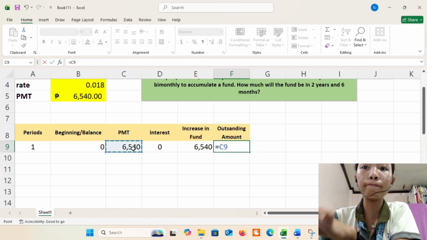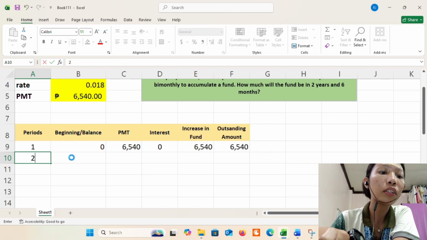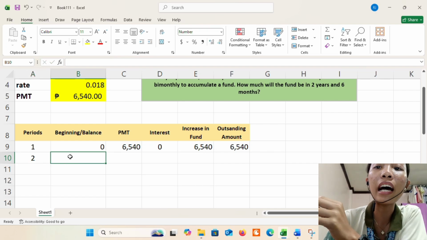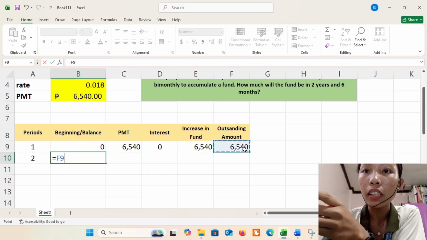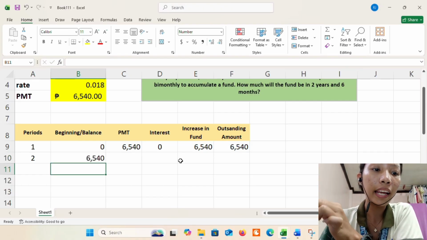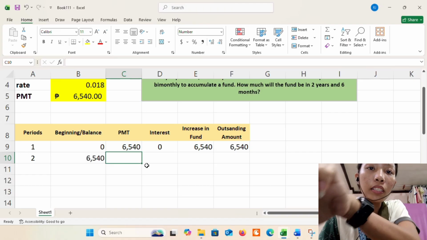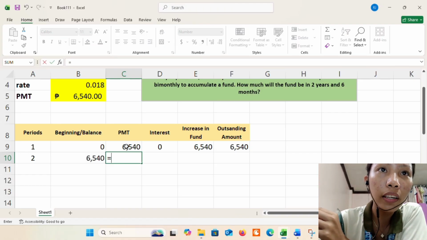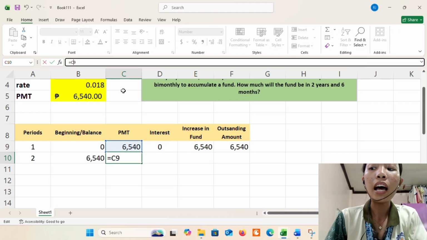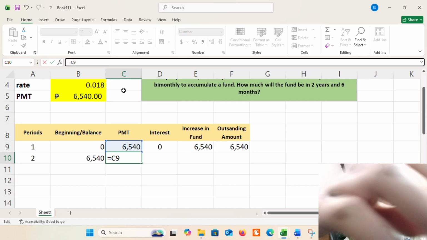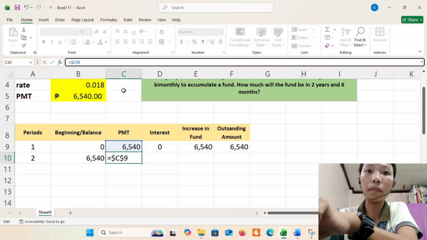Okay, so let's proceed to the second column. The beginning balance here will now be this one. Let's put an equal sign, then select this cell. So, we'll enter. And in our second PMT, we'll put an equal sign and select this one. But in this part, you're going to put a dollar sign before and after the letter. Okay, so let's put the dollar sign here, before and after.